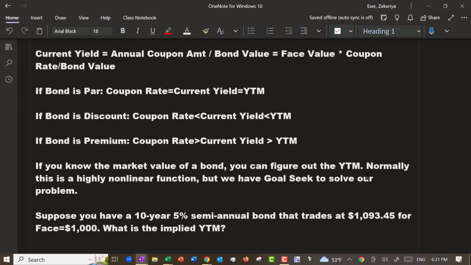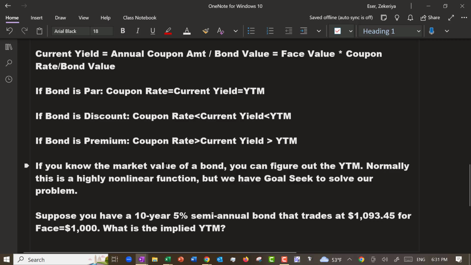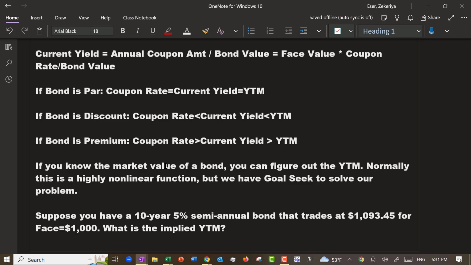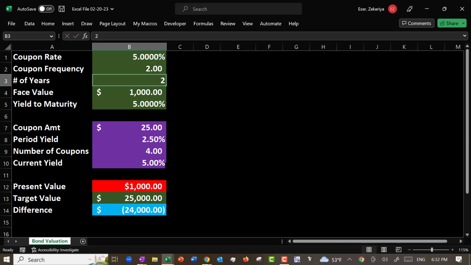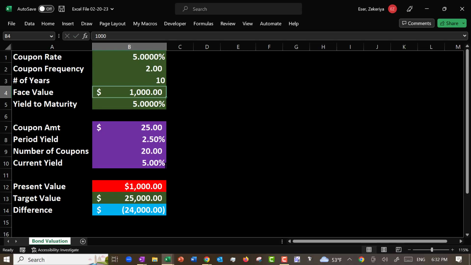Let's go to our template. We know the coupon rate. Remember, greens are our inputs, right? Coupon rate is 5%. What's the coupon frequency for this bond? So what's the number? 2. How many years until maturity? 10. Face value is 1,000. I don't know the yield to maturity, but I do know the value of the bond. That's my target value. 1,093.45. So I need to make that yield to maturity.